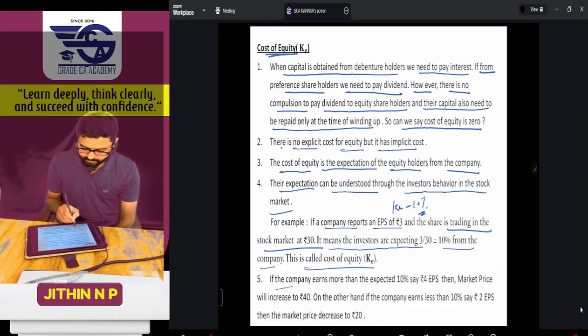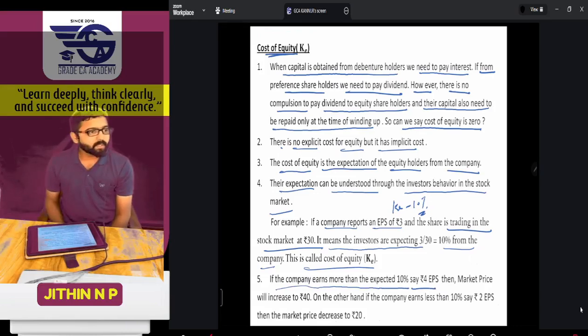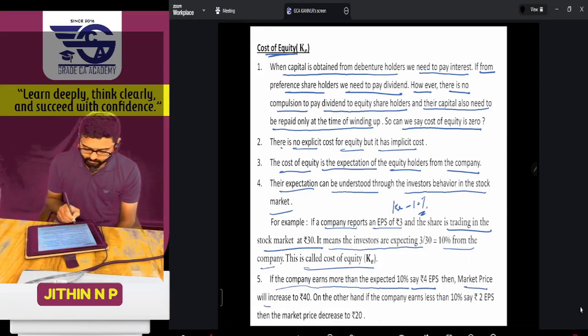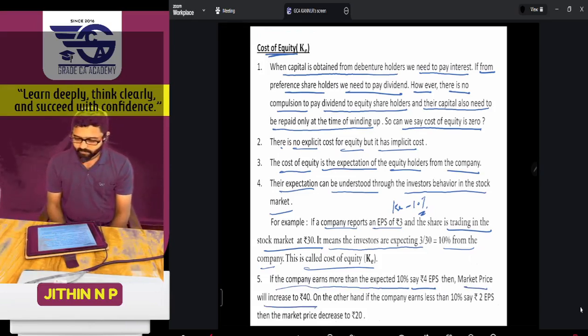If a company earns more than the expected 10%, say EPS of rupees 4, then the market price will increase to rupees 40.